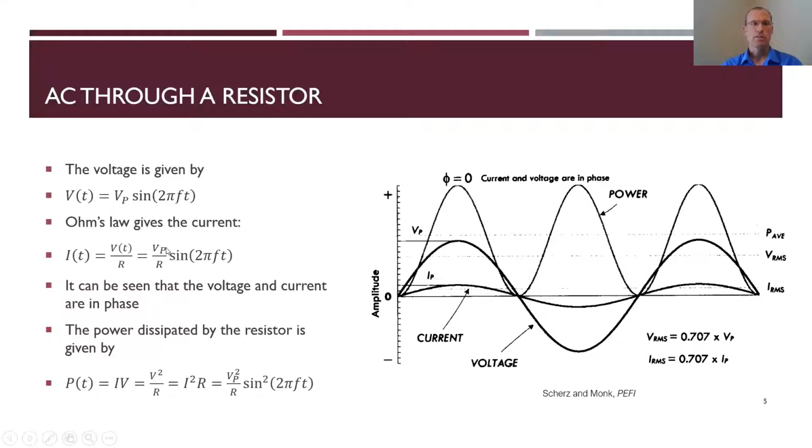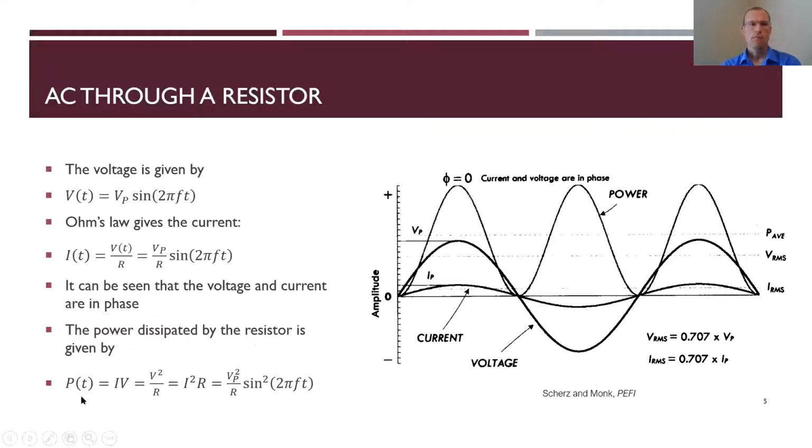So essentially this Vp over R becomes my peak current, and again I have the same sinusoidal variation as the voltage. And so if I have my voltage here, current is generally going to be smaller because resistances are usually more than 1. So my current is smaller, but in phase, so 0 phase shift. Current and voltage have the exact same things happening, just different amplitude.